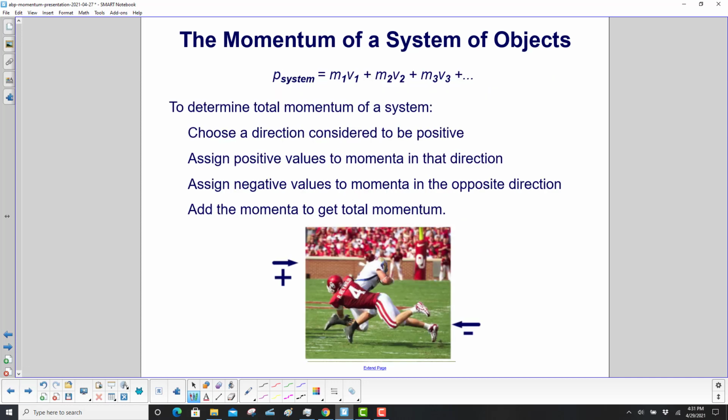And here's how we figure out how to use the vector addition. We're only going to work in one dimension, so it's either going to be plus or minus for the sign of your momenta. So the first thing you do is choose a direction considered to be positive. Normally, you consider going to the right as positive and going to the left as negative. So this person would have a positive momentum, this person would have a negative. So you assign positive values to momenta in the positive direction, assign negative values to momenta in the opposite direction, and then add them all together to get your total momentum algebraically, where the negative sign counts.